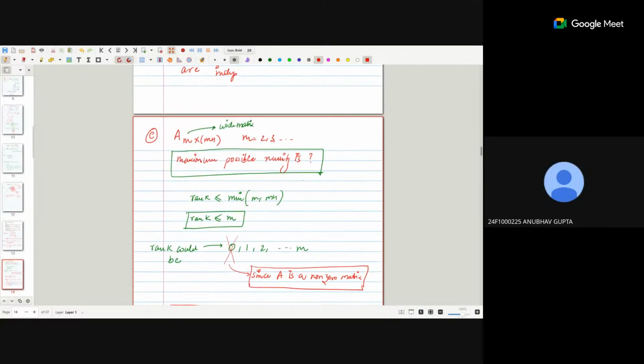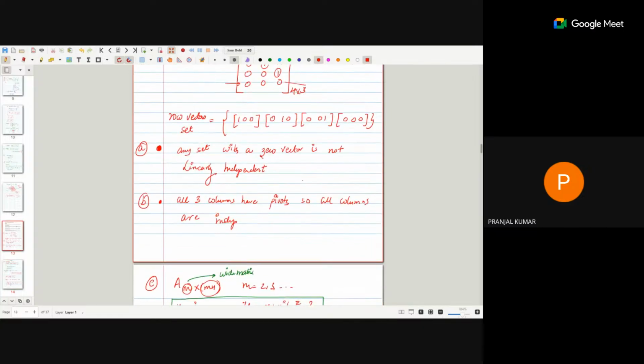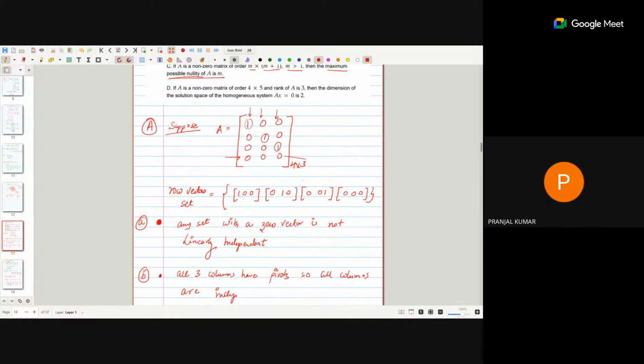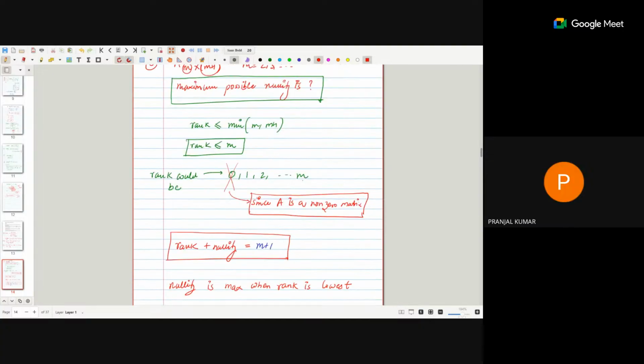Okay, so see, this is your matrix. Again, please mute yourself. A is an m cross m plus 1 matrix, and m starts from 2, 3. It has been given that m is greater than 1. Then we have to find the maximum possible nullity of A. We will use this identity: rank is at most the minimum of m comma m plus 1. So rank will be less than or equal to m.